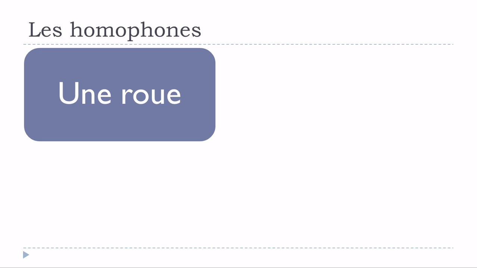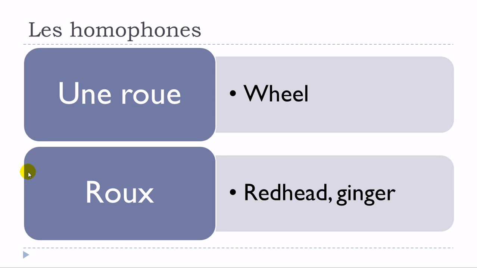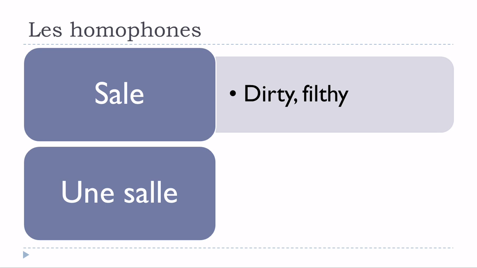Une roue. Roue. Alright, so une roue, and then roue. Salle. Une salle. Okay, so even if you get the double L here, it will be still the same pronunciation as this one. So, salle, une salle. So, in that case, it's here, it's an adjective.